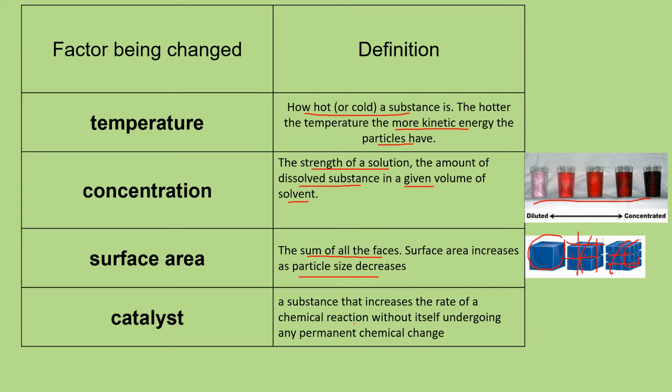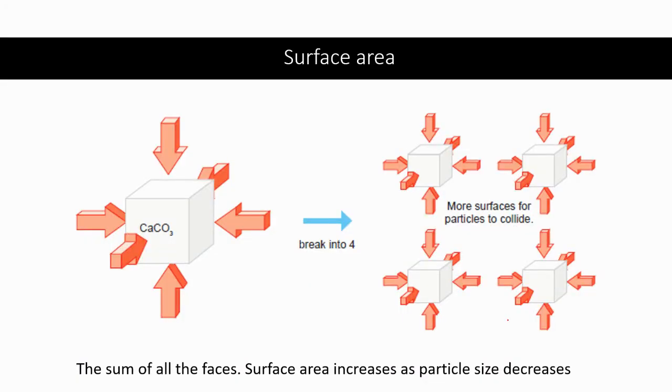A catalyst is a special substance that increases the rate of a chemical reaction without itself undergoing any permanent chemical change. It doesn't get used up, it just affects the rate of the reaction. So let's look at each of these in turn.